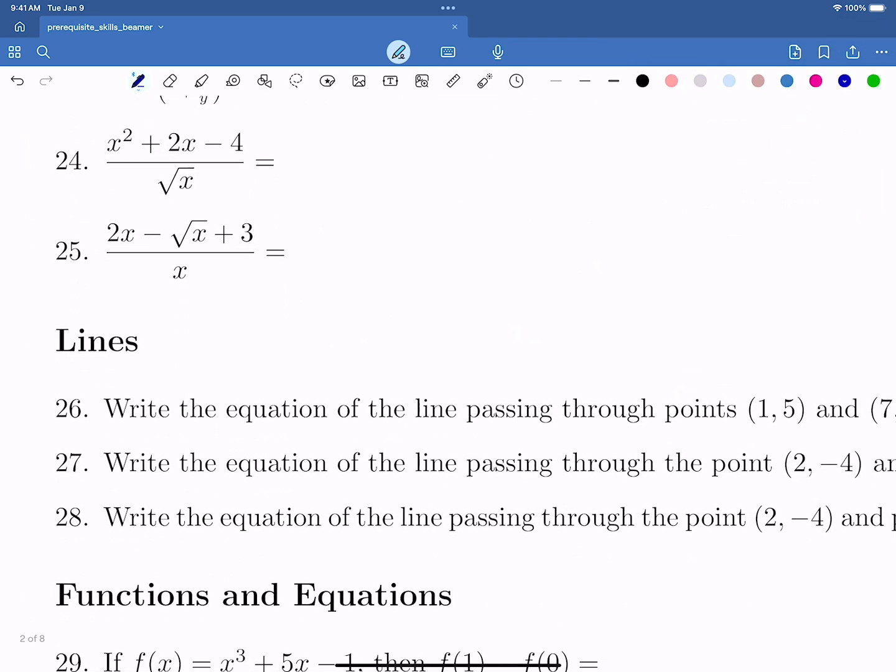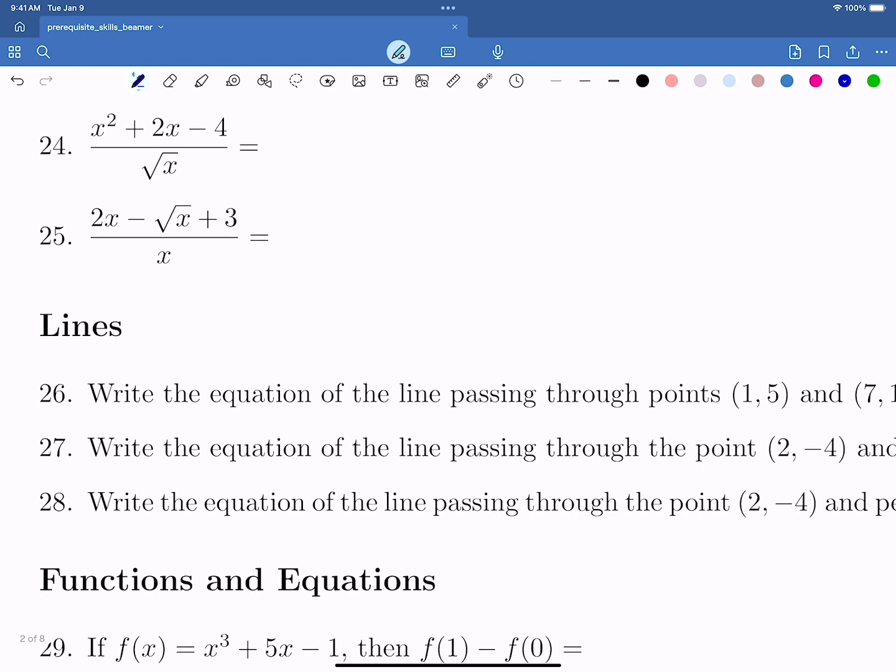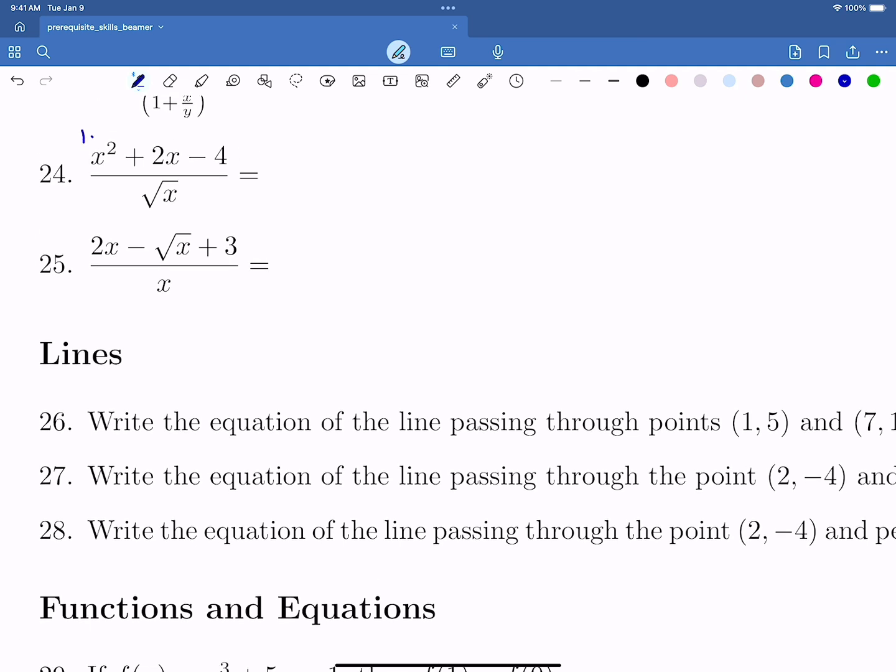All right, we're on number 24. We're trying to simplify. The numerator does not look factorable, and I'm saying that because the coefficient is 1 times 1. 4 could be 1 times 4 or 2 times 2, but there's no combination here that's going to give me a 2 in the middle. 1 and 1, 1 and 4. 1 and 4 is not going to give me 2. That doesn't work.